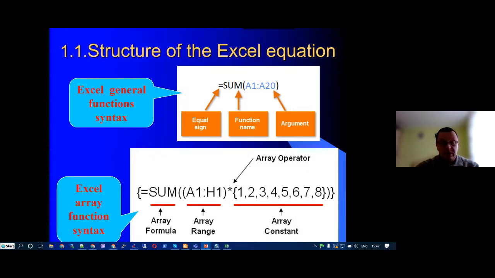In addition to conventional functions, Excel and other spreadsheets also support array functions. Here, instead of a single argument, we provide an array, and it works not for a single cell but for a range as well.